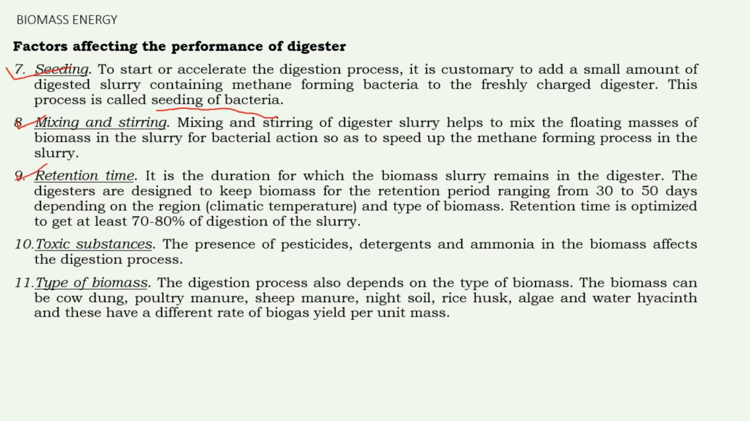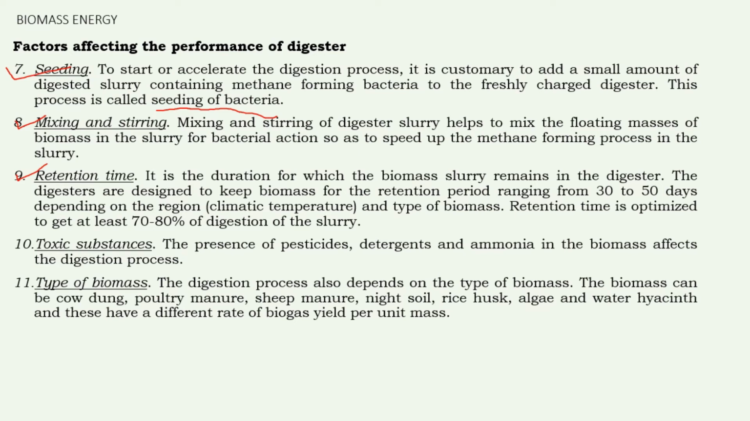It is the duration for which the biomass slurry remains in the digester. The digesters are designed to keep the biomass for a retention period ranging from 30 to 50 days, depending on the region and the type of biomass. So retention time is optimized to get at least 70 to 80% of digestion of slurry.